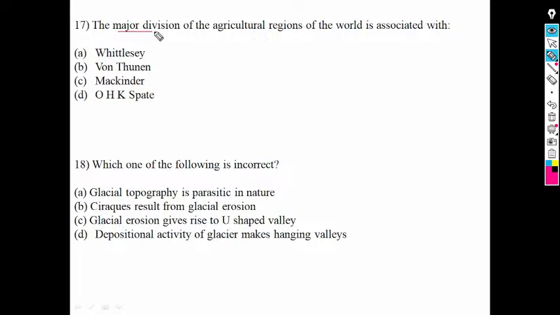The major division of the agriculture regions of the world is associated with whom? Whittlesey, Van Tunin, Mackinda, or OHK Spet. Your answer is Whittlesey, option A. Agriculture, major division of agriculture regions.